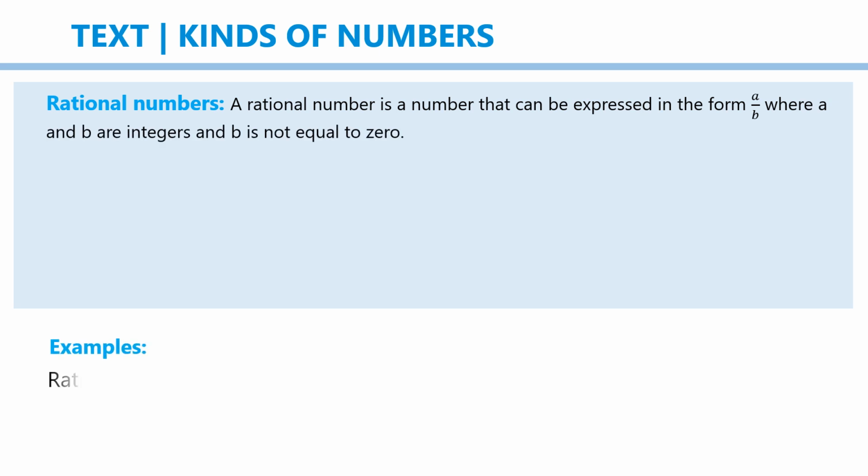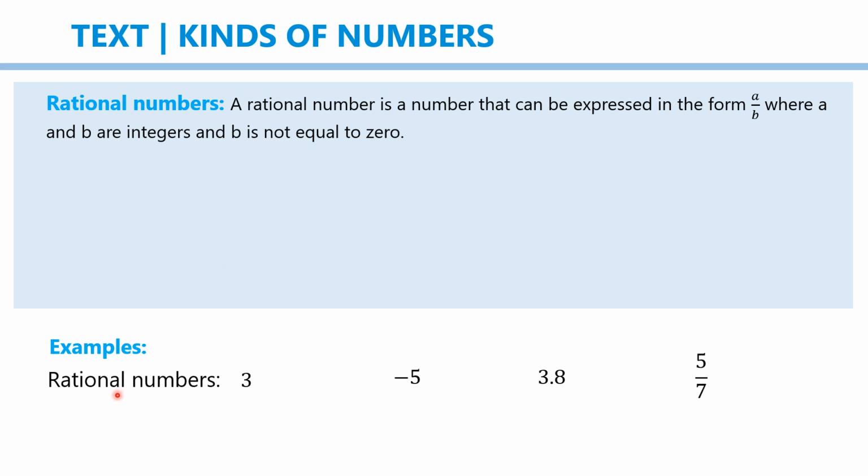Now let's talk more about rational numbers. Rational numbers are numbers that can be expressed in the form of A over B. A over B is a fraction where A and B are integers and B is not equal to 0. So, rational numbers, the big box, are all the numbers in our life that could be written as a fraction.